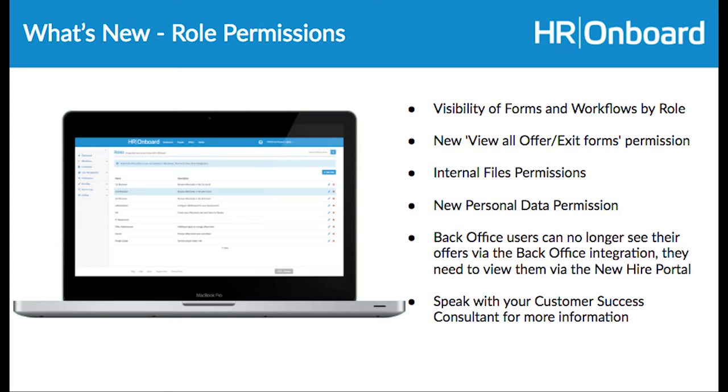One other change that's happened around permissions: back office users can now no longer see their own offer via the back office. You actually need to view it via your new starter portal. What that means, if you've got an offer, an onboard, a crossboard, hopefully not an offboard in the system, is if you go and view your own offers now, there's a little message that pops up that says you can't see it in this view, you've got to go to the new starter view.